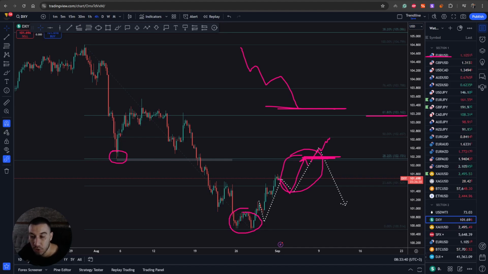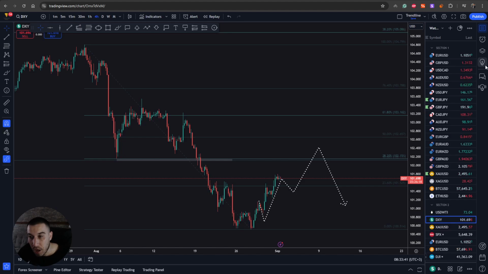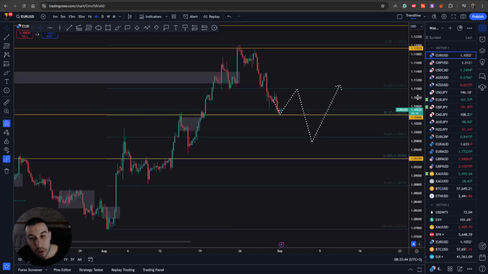All right, so this is pretty much how I form up my ideas. This is what you're going to see in the premium channel on a daily basis, where I'm talking about each one of those instruments. Okay, about 20 instruments in my watch list.